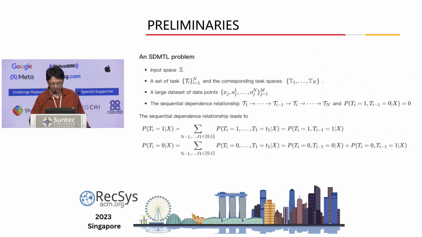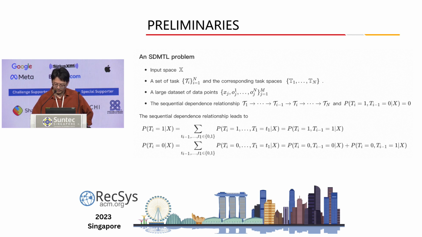Consider an SDMTL problem over an input space X and a set of tasks Ti, where n is the number of tasks, and a data set of points is given. M is the number of data points. Oij is the label of the task for the data point. Differing from the general MTL problem, there is a sequential dependency relationship among tasks for the SDMTL problem, in the sense that the current task Ti depends on the previous tasks.